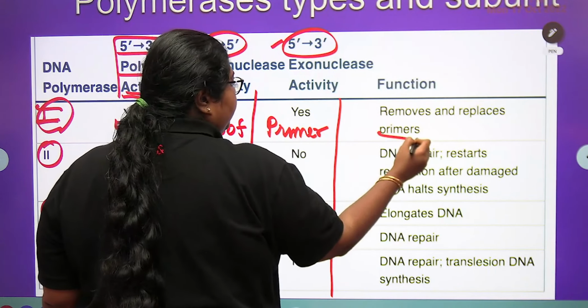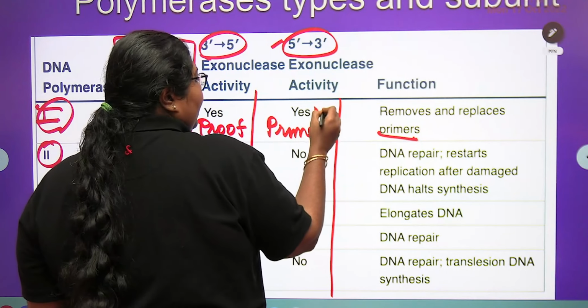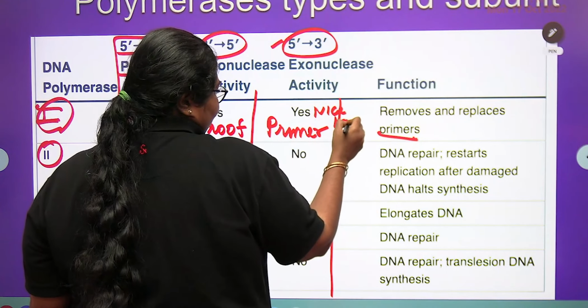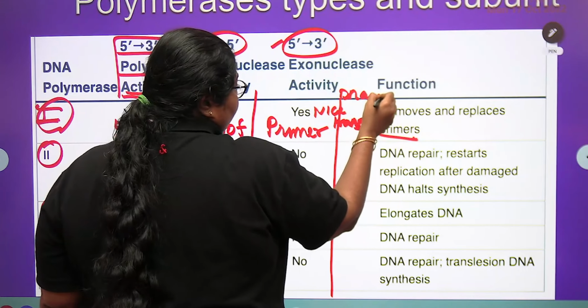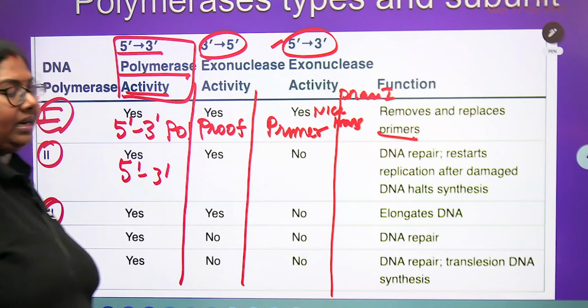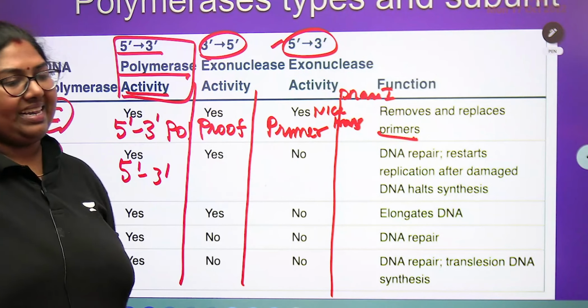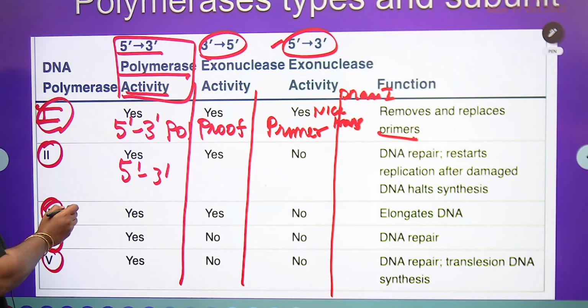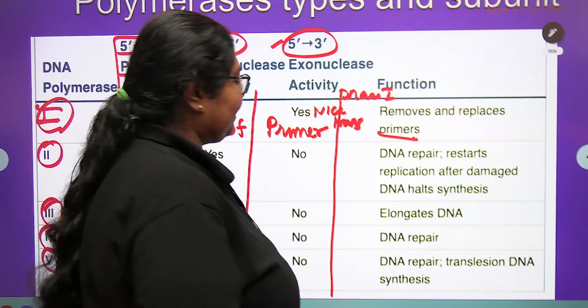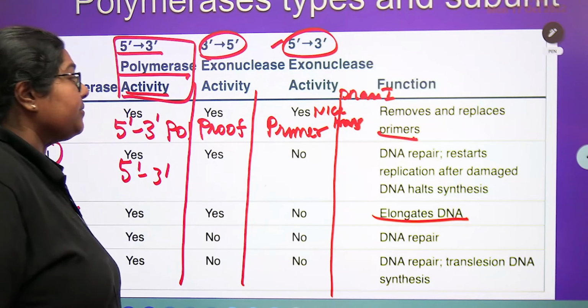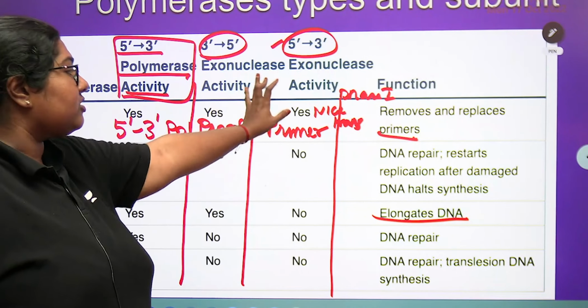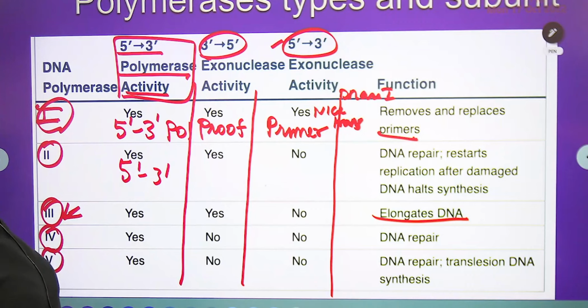This primer removal is also what is called your Nick translation. This is something like your DNase, it is going to remove your DNA, like DNase 1. This is what is used in your Nick translation. But in your option, they have given polymerase 3. That is absolutely wrong. Polymerase is helpful in elongating your DNA, but not in any other things. So Nick translation should have been with your polymerase 1.